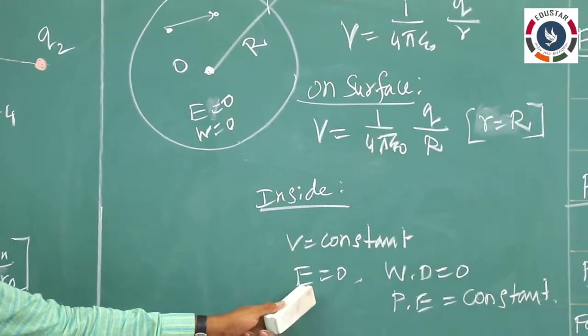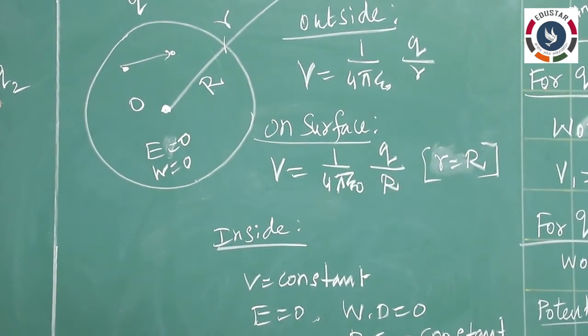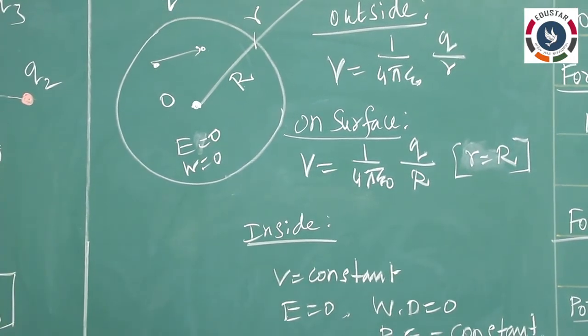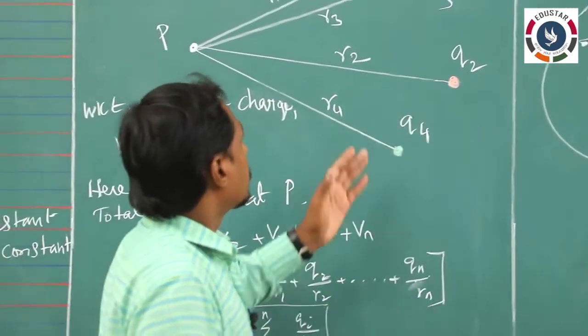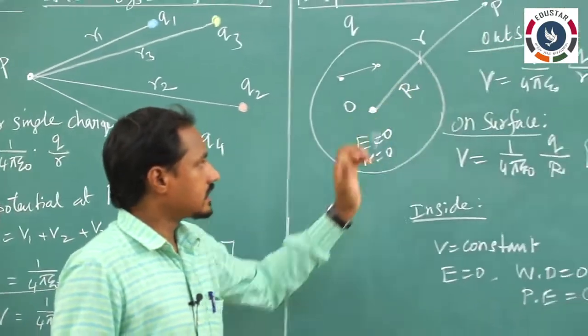So, these are the things we can consider inside the spherical shell. Simply E equals 0 and V will be constant. So, at all points the electrostatic potential will be the same. So, these are the potential due to the system of charges and for a spherical shell.